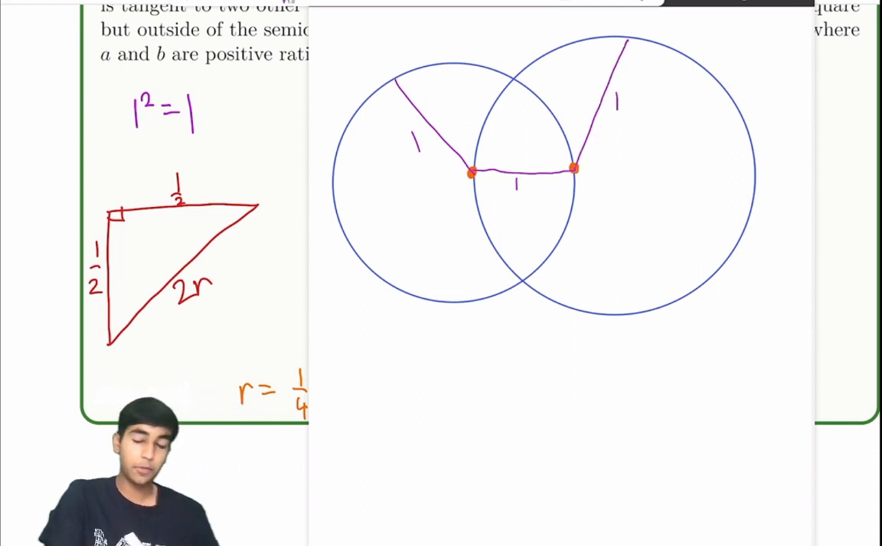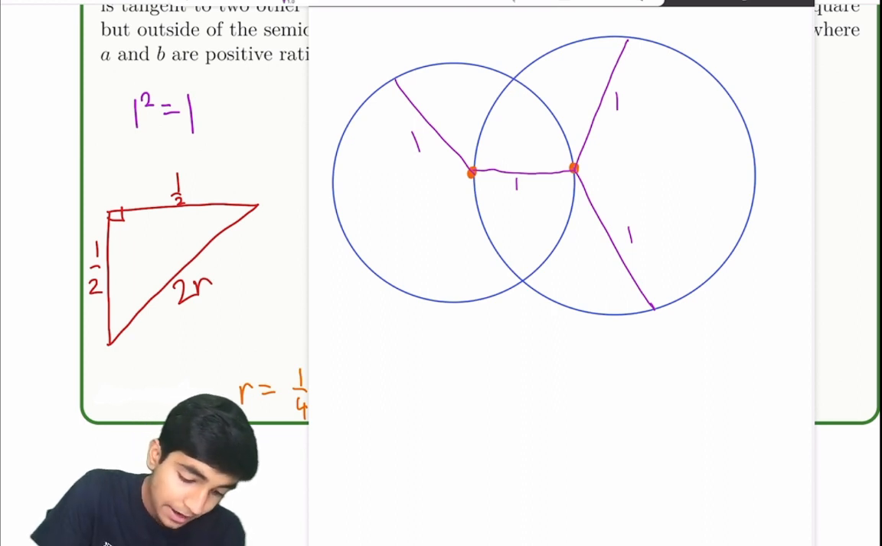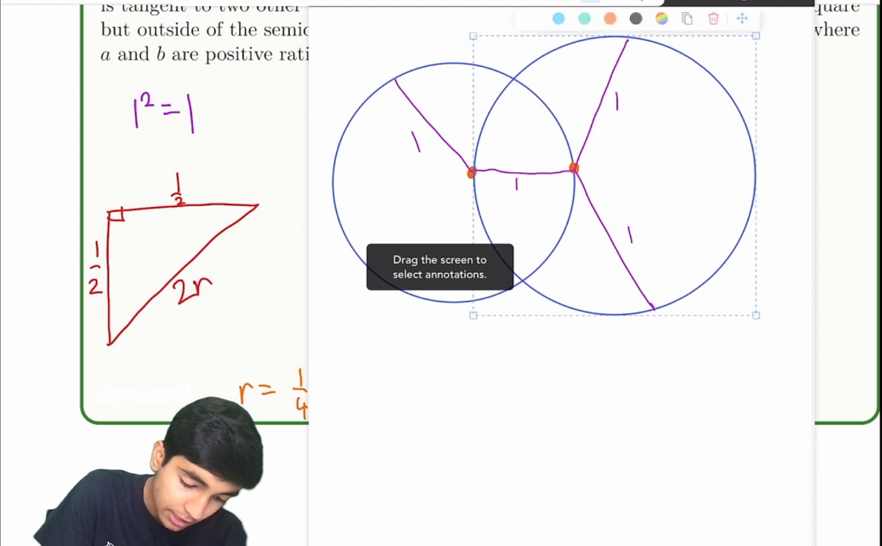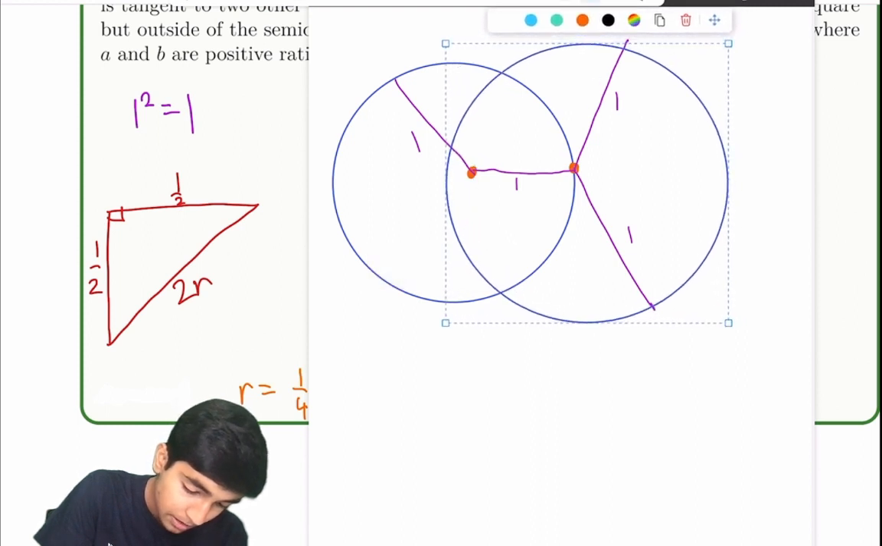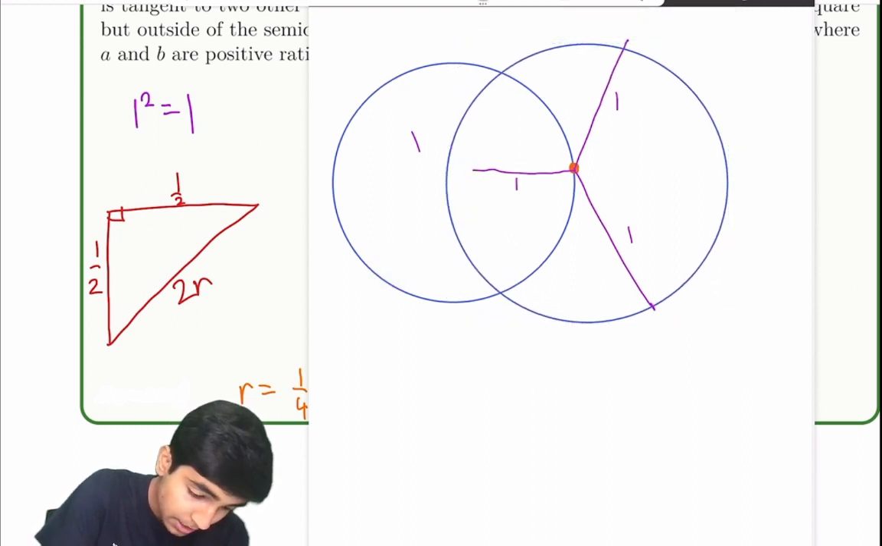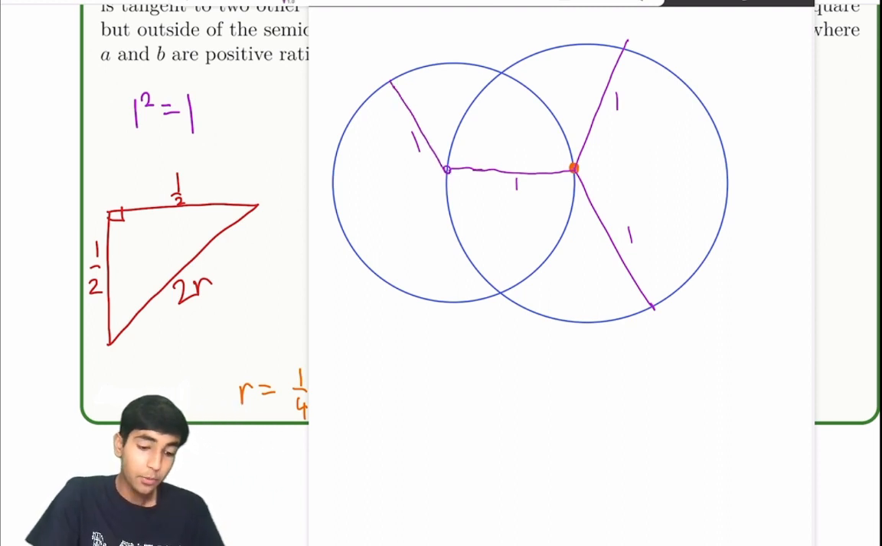So we have this condition here. All the radii are going to be 1. And what we're asked to find in this problem is the area of this region in between. Let's move that there a little bit just to make it more accurate. What is the area of this region here?